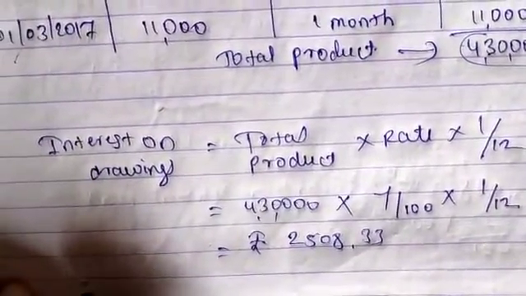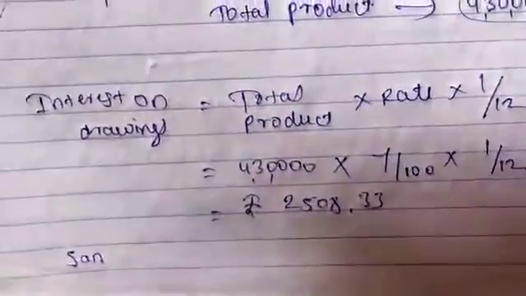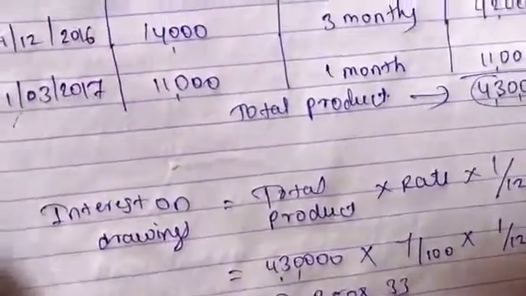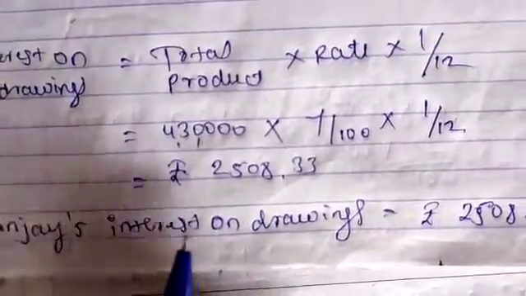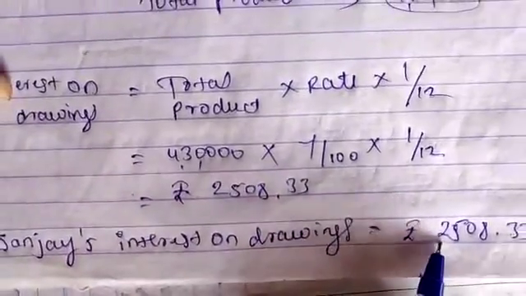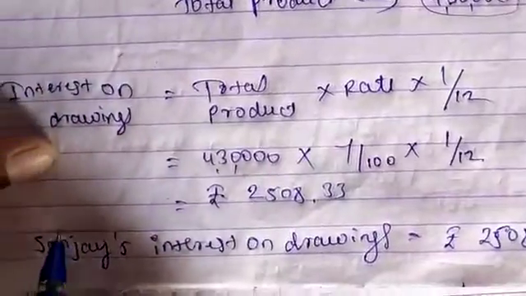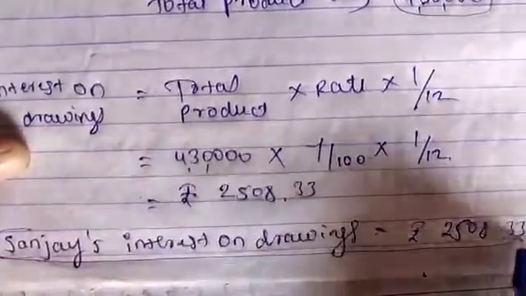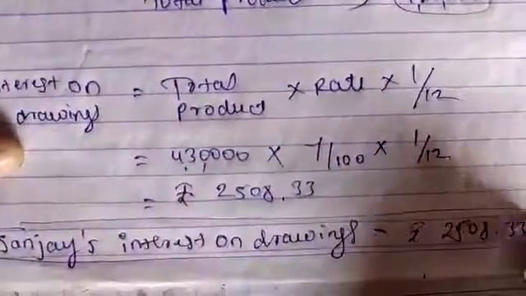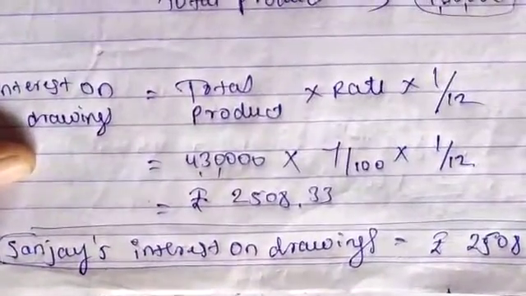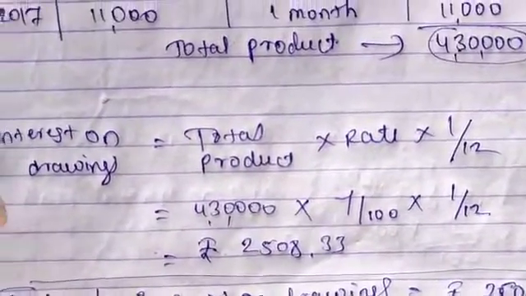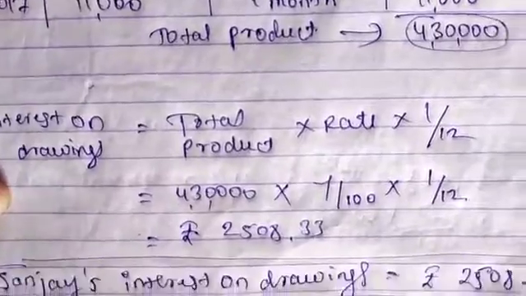So write the last line: Sanjay's interest on drawings equals rupees 2508.33. In the last line you should write this answer. This is all about calculation of interest on drawings under the product method. We learned two problems on the product method.